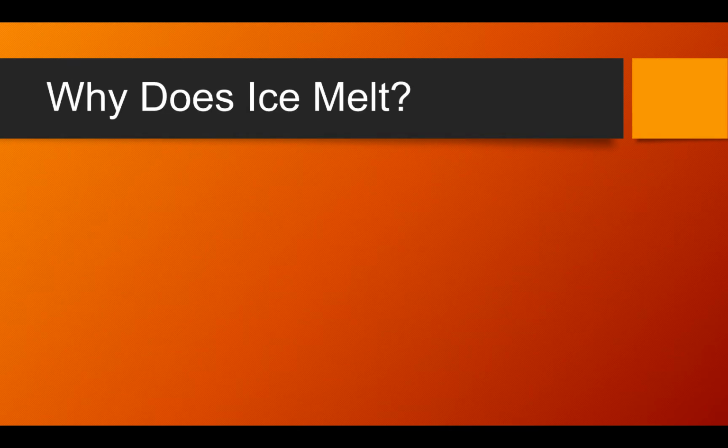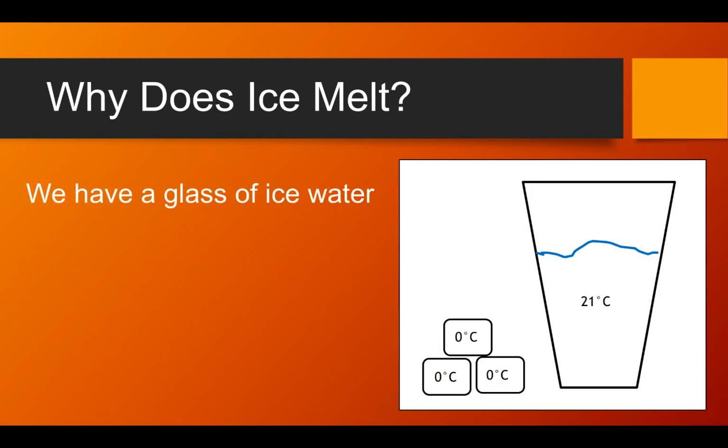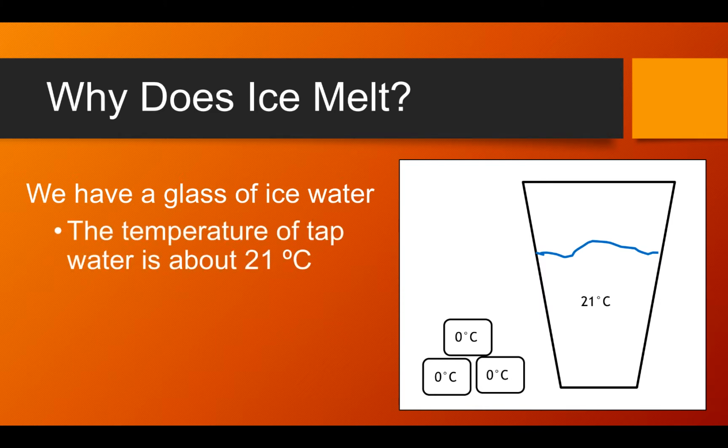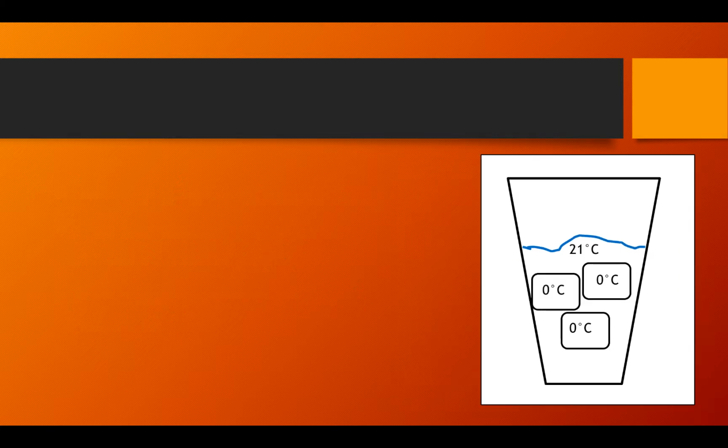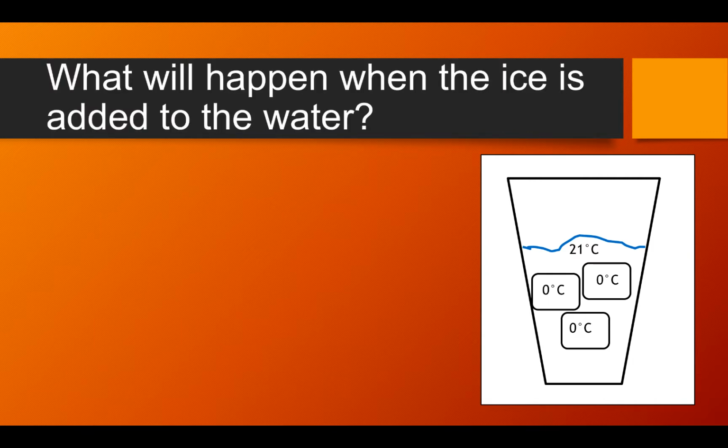Let's start off talking about ice and water. Why does ice melt? Let's say we start with a glass of 21 degrees Celsius water and some ice cubes. The temperature of that tap water, as I said, is 21 degrees Celsius, and the temperature of ice is about 0 Celsius. If we put that ice into the cup with the tap water, what will happen when the ice is added to the water?